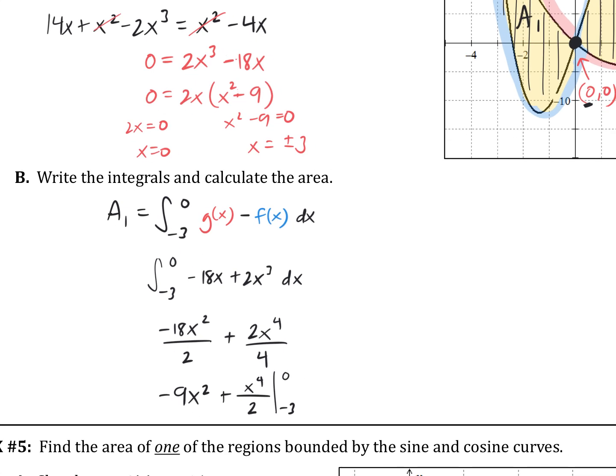Okay, so plug in those values here. We end up getting 0 minus, plug in -3, so that's -9 times 9. And then what's -3 to the 4th power?